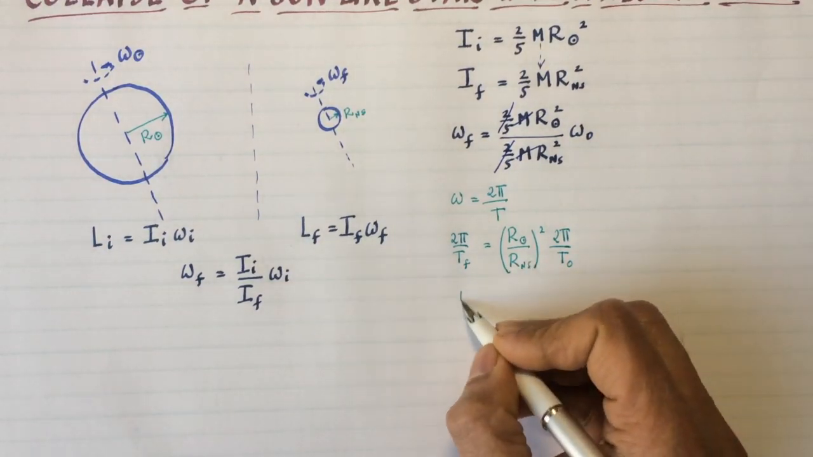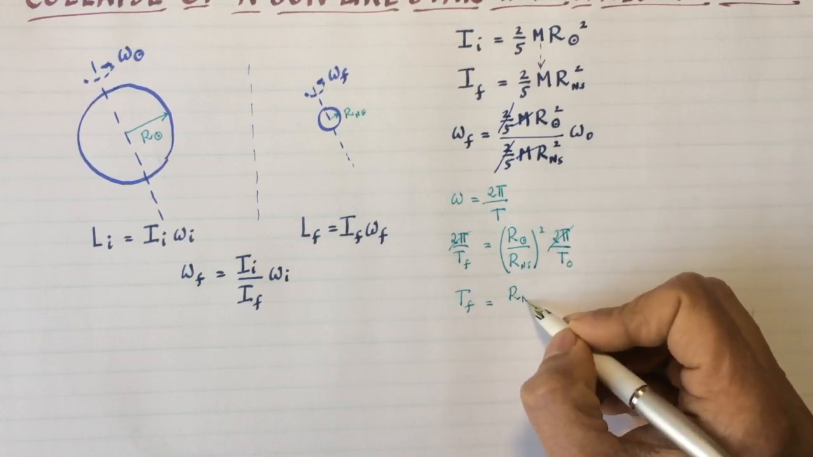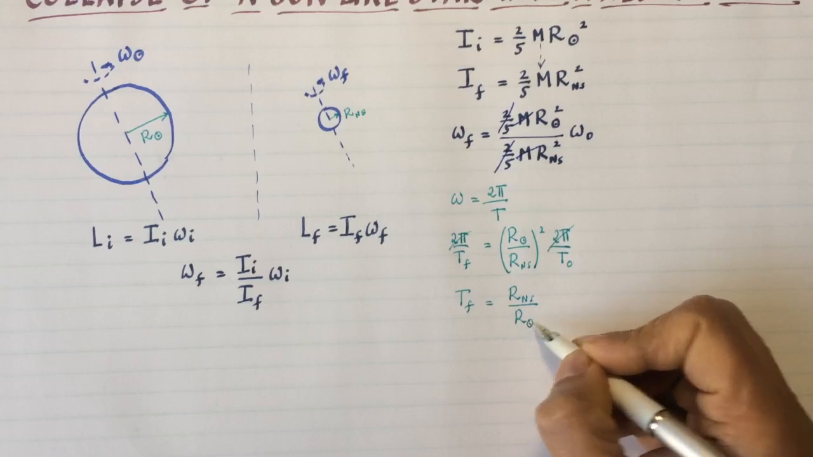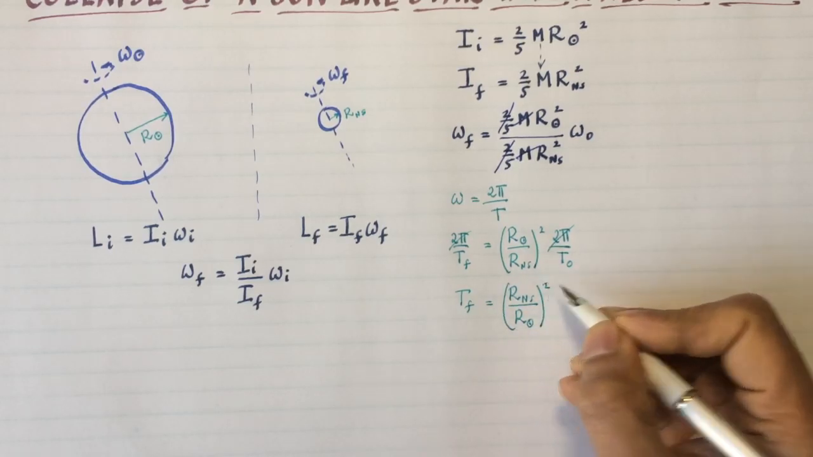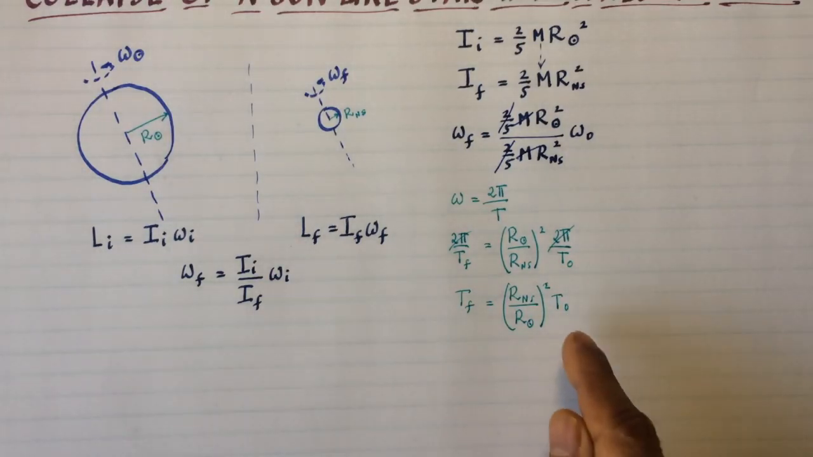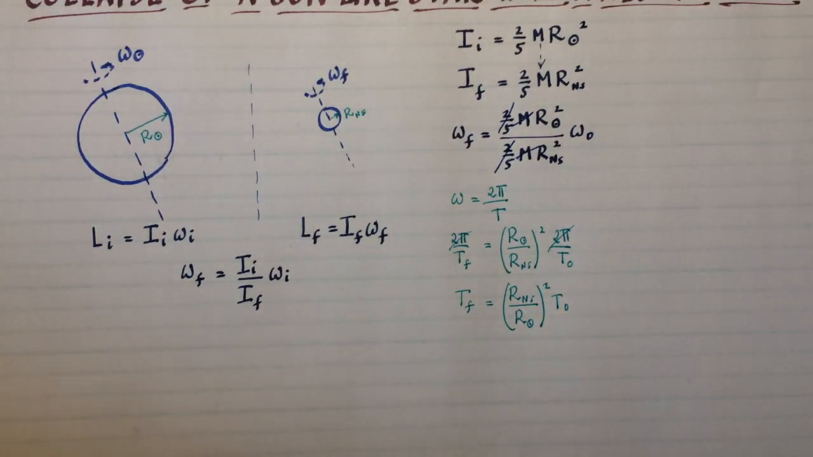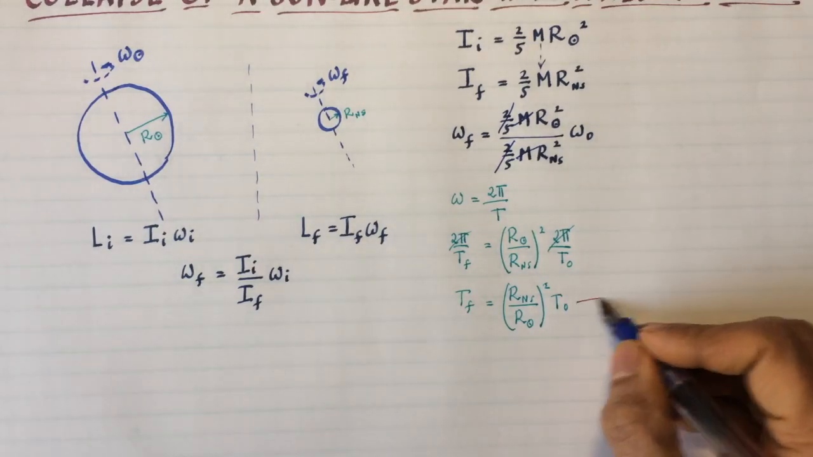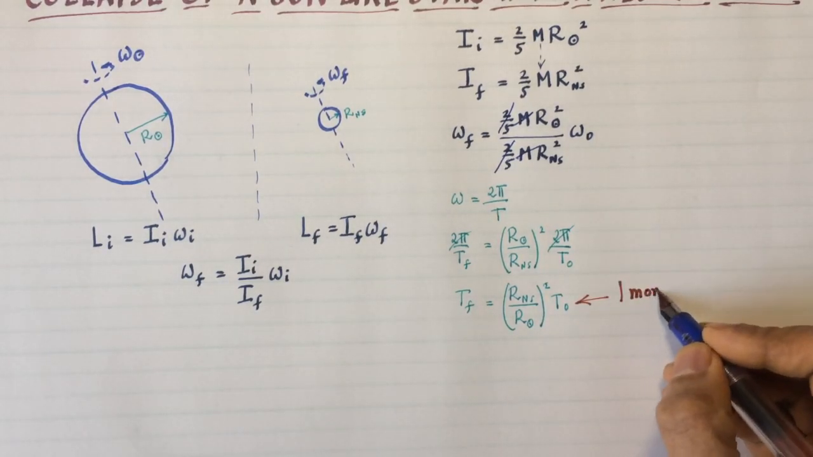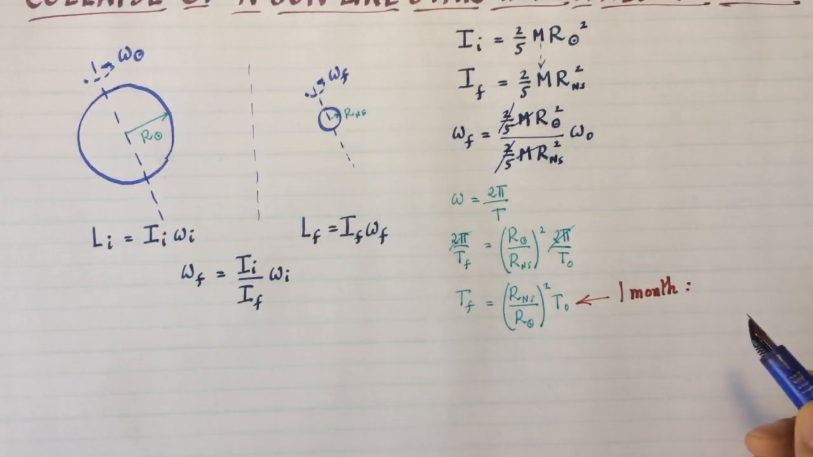So let me solve for T_f. If I cancel out those 2 pi's and then invert this, I get R_ns over R_sun, squared, times T naught. Now I do know that the time T naught for stars like the sun is about 1 month. Big stars don't rotate very fast because they're nuclear reactors, and you cannot have a fast rotating nuclear reactor. In fact, that's why stars form planets, so that they don't have to rotate that fast.